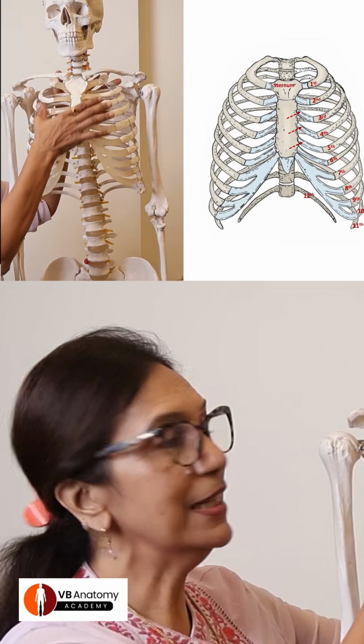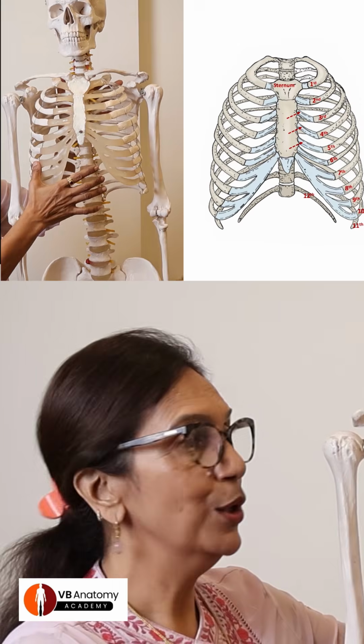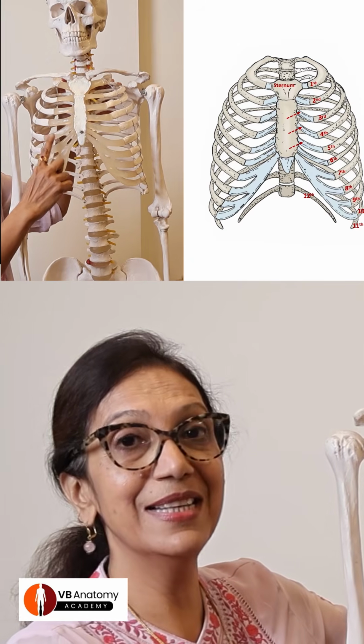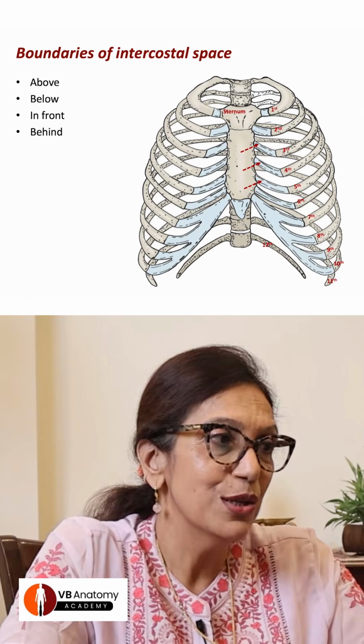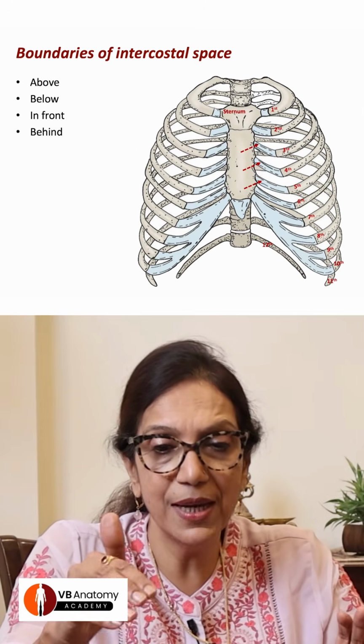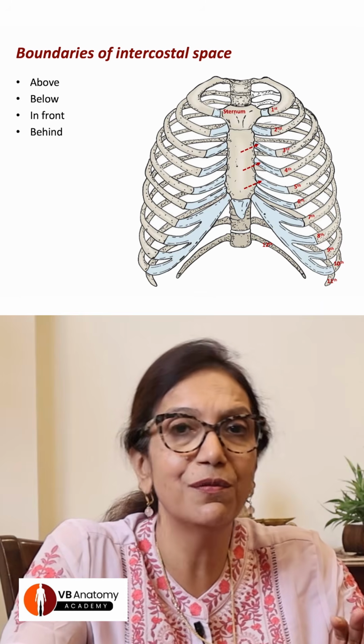As you can see, this is the rib cage, the sternum, and you can see these are not bones, right? These are costal cartilages. So let's talk about the boundaries of an intercostal space. We can call it typical if it's the 3rd, 4th, 5th, 6th.